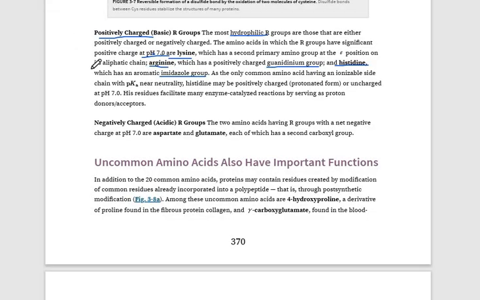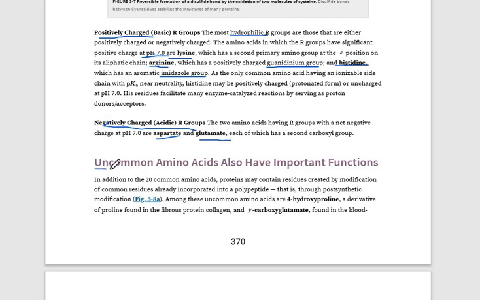The next is negatively charged acidic R groups. The two amino acids having R groups with a net negative charge at pH 7 are aspartate and glutamate, each of which has a second carboxyl group.